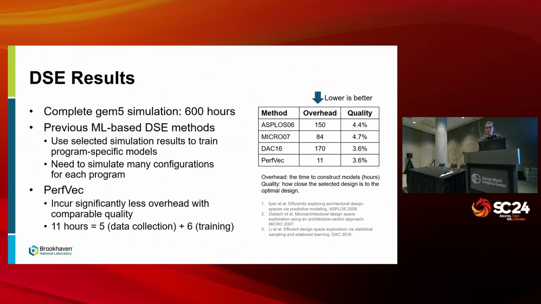Previously, people had proposed several machine learning-based methods trying to reduce this overhead. The idea of previous work is that, instead of simulating all the combinations, they simulate a part of them and use those partial simulation results to train a model and predict the performance on other configurations which they don't simulate. The challenge for them is mainly to train an accurate enough model, they will need to simulate many configurations for each of the programs. So that results in a much larger overhead.